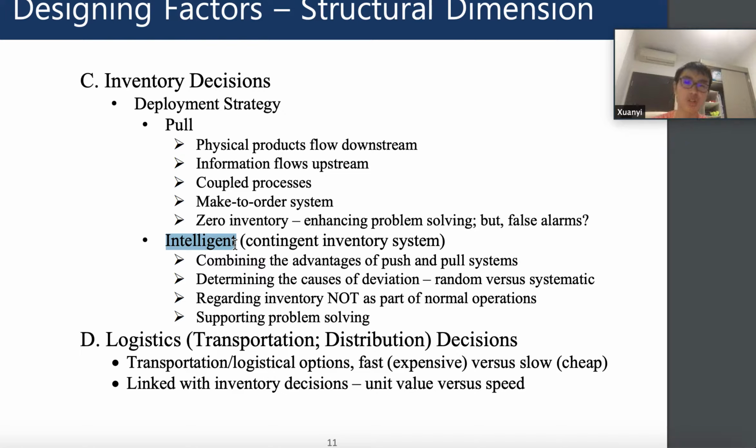So to determine the causes of deviation, it's basically random versus systematic. Sometimes systematically, which is a make-to-order system, they tell you that you had X number of orders from last month, X number of orders through last year. You're going to apply this somehow to your inventory holding. But sometimes there should also be a random variable taking place.